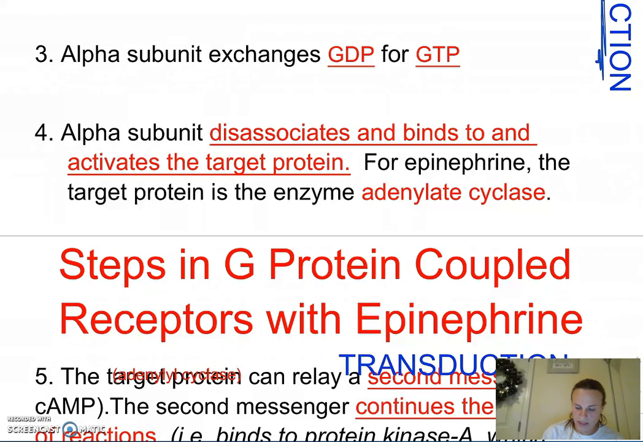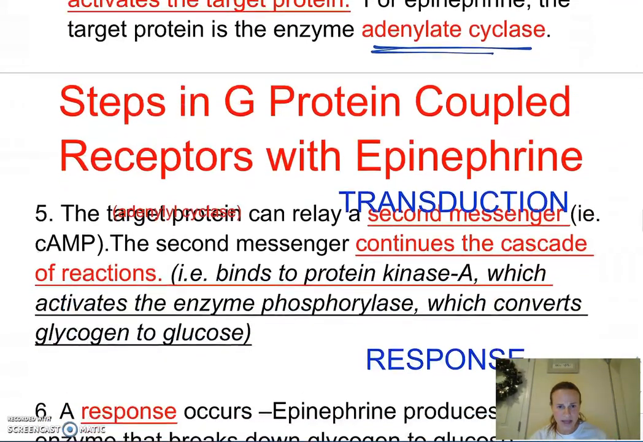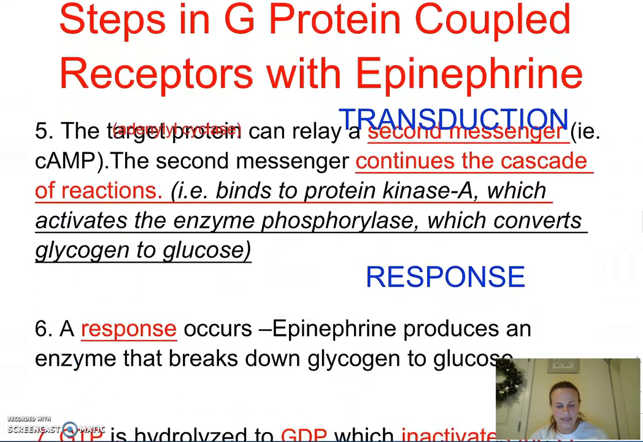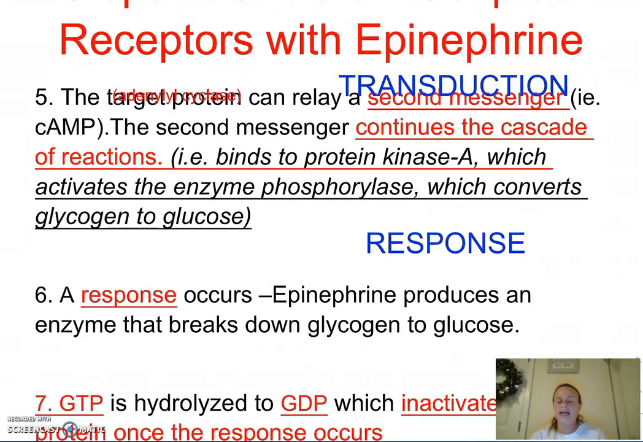Now, the target protein for epinephrine is adenylyl cyclase. That target protein, that adenylyl cyclase, can then relay a second messenger, cyclic AMP in this case, cAMP, and that second messenger continues the cascade of reactions. So, for example, it binds to protein kinase A, which then activates phosphorylase, which then converts glycogen to glucose.